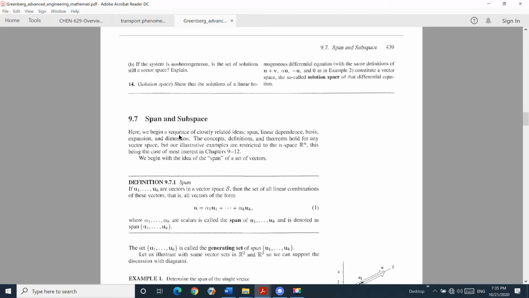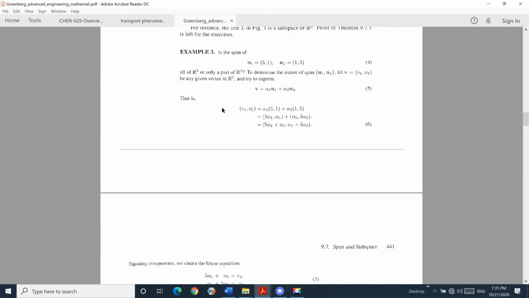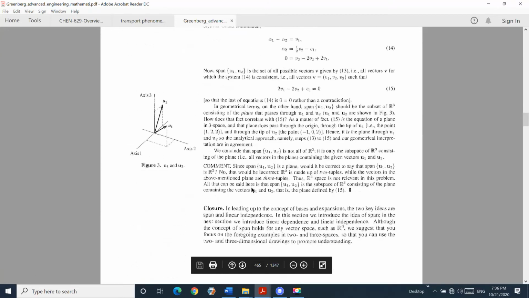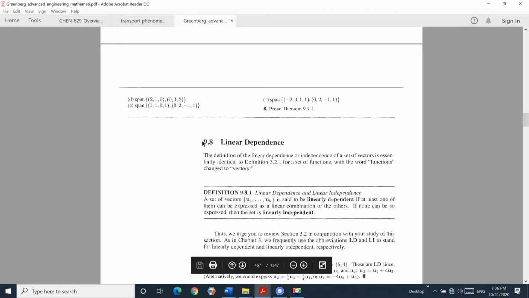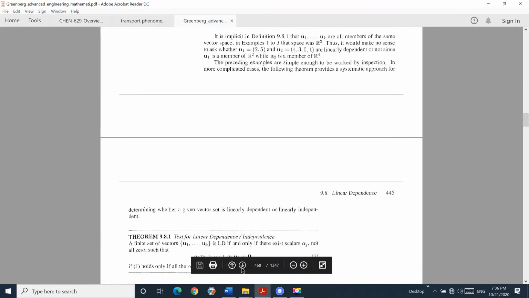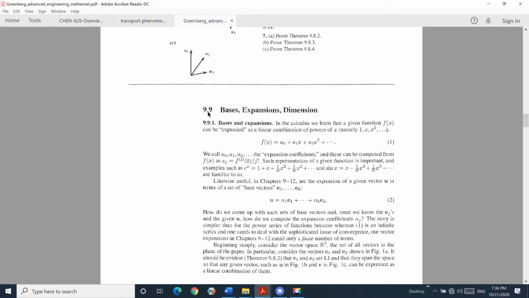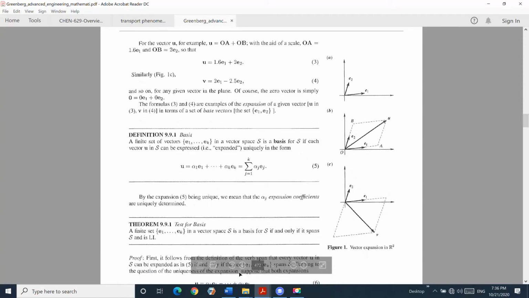Then it gives another linear algebra concept, span and subspace, the definitions of span and subspace, and some definitions and theorems. You can find all this knowledge in the undergrad course, and also in this book. It covers everything. Section 9.8 gives the definition of linear dependence. I just want to continue, and section 9.9 covers basis, expansion and dimension.